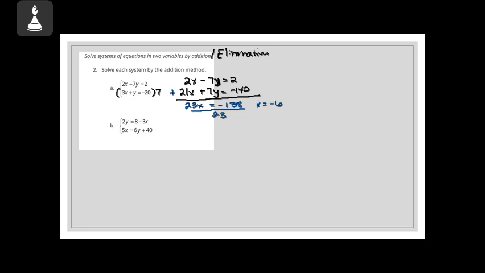Once I have the one variable, all I have to do is plug that back in to either of my two equations to find y. So let's take that top equation. 2x, so 2 times negative 6, minus 7y has to equal 2. So it makes negative 12 minus 7y equals 2. If I add 12 to both sides, negative 7y equals 14. And then I can divide by negative 7 to get y as negative 2. So the final answer is always x comma y, so negative 6, negative 2.